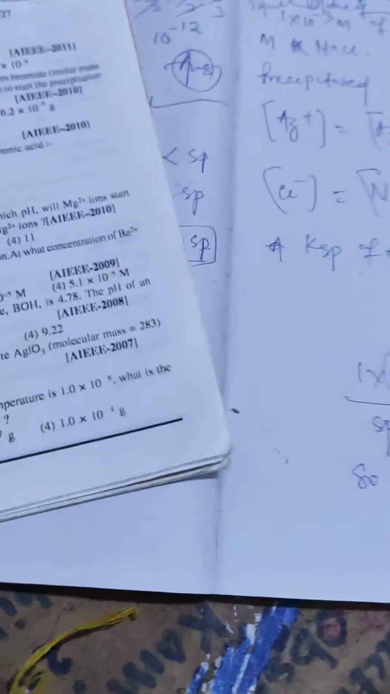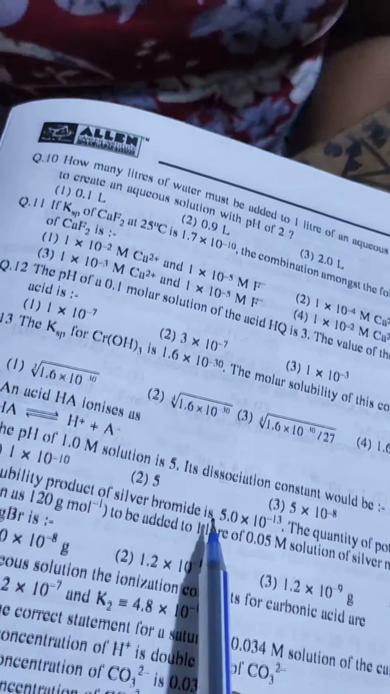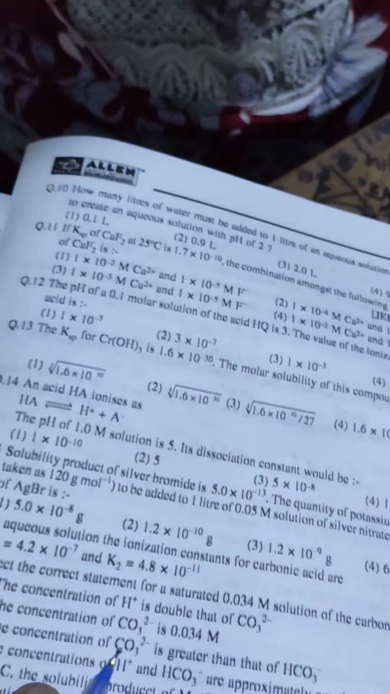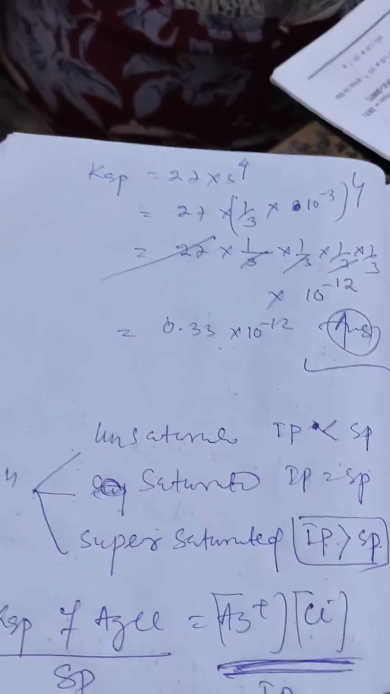Okay. Now we can see this type of questions, what we are studying here. The solubility product of AgBr is given as 5 into 10 to the power minus 13. So I request you to read out the question.